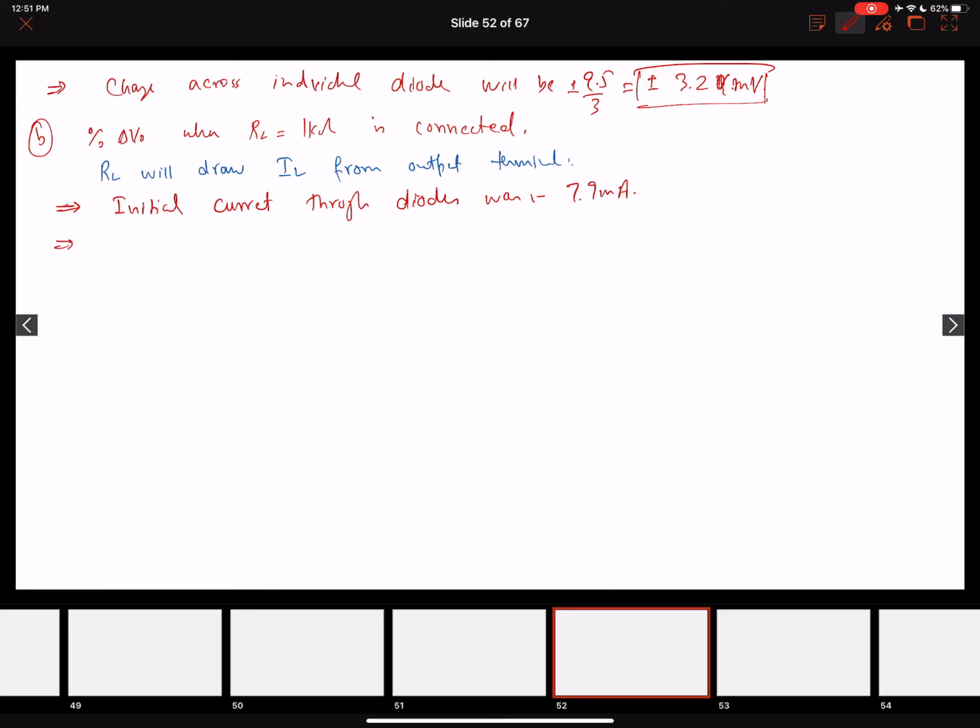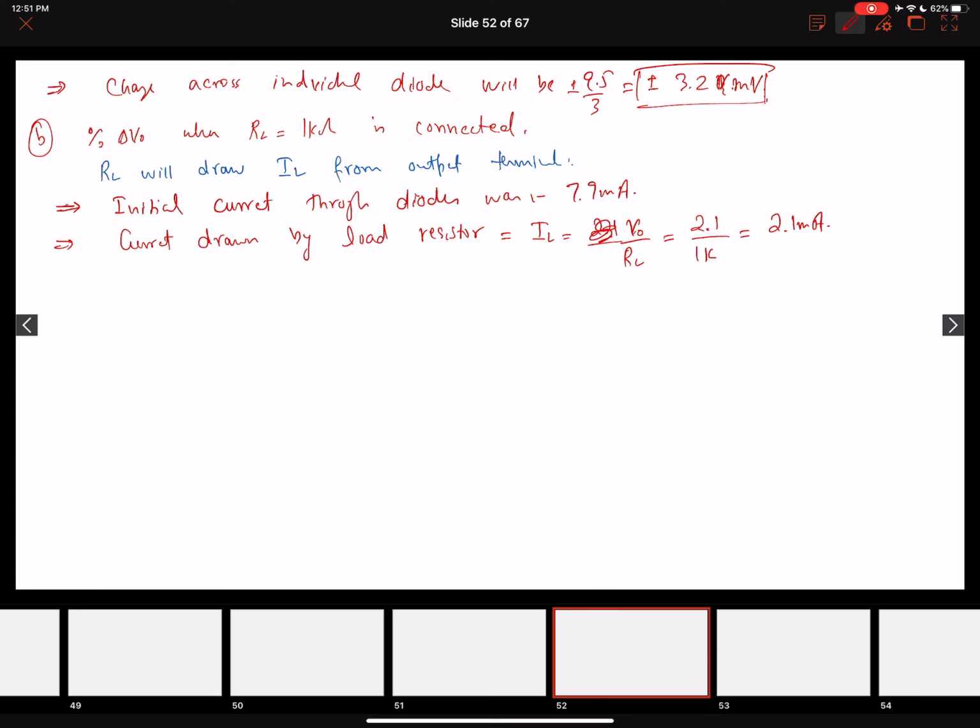Okay, now the current drawn by the load resistor. The current drawn by the load resistor is going to be the total potential drop across the diodes, V naught, over RL. Let's first write this: 2.1 divided by 1K, so it will be 2.1 milliamperes.